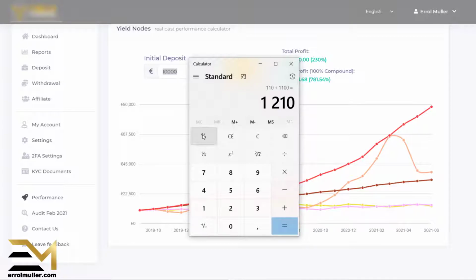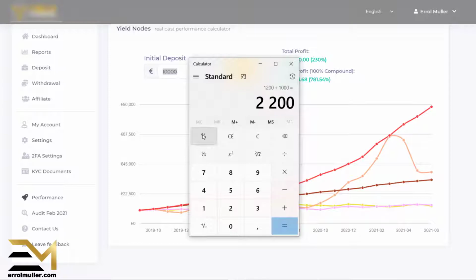Normal interest is where you literally invest $1,000 and you literally just get 10% on that $1,000 every month. So what's 10% of $1,000? That is $100. So you will get $100 straight for the next 12 months. So that will give you $1,200 over 12 months, plus your initial investment of $1,000. That is $2,200.